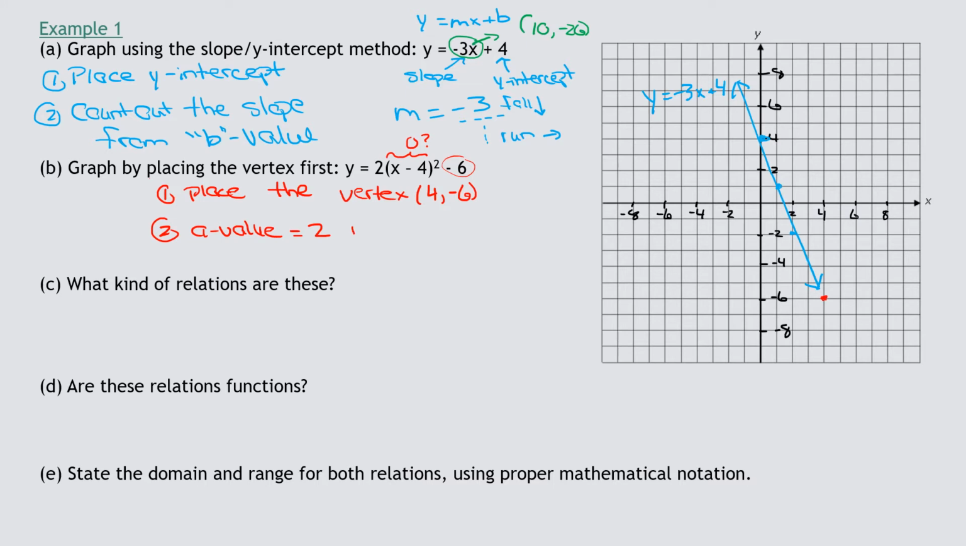That means we would have a vertical stretch by a factor of 2. So a vertical stretch of what? Well, our basic parabola, y equals x squared, looks like, let's say like this, okay? That's y equals x squared. So a value of 2 on that is going to stretch it. So how do I get those coordinates?